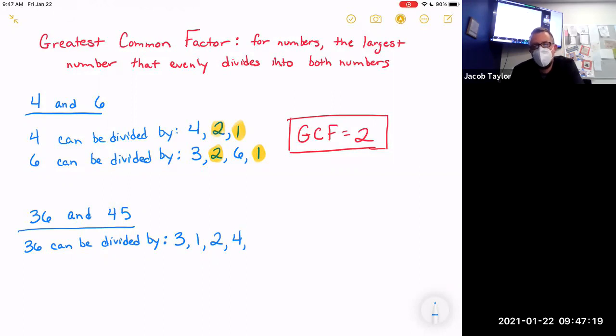Can it be divided by 5? No. Can it be divided by 6? Yes. 7? No. 8? No. 9? Yes. Can't be divided by 10, can't be divided by 11. It can be divided by 12. Can also be divided by 18, and it can also be divided by 36.